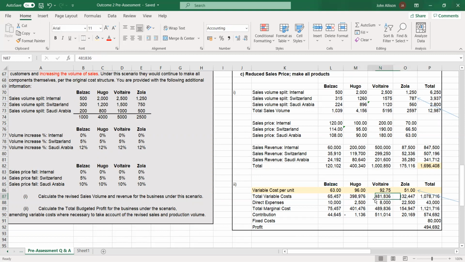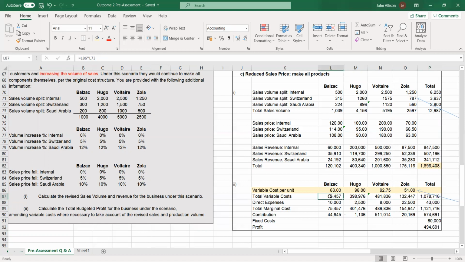And I'll do the same for Voltaire and the same for Zola to get the total variable cost of these components. So again, for Voltaire, it's just going to be the total sales volume multiplied by the variable cost per unit, to give me the total variable cost of producing Voltaire. And same with Zola, it's going to be the volume of Zola that's produced times the variable cost per unit.